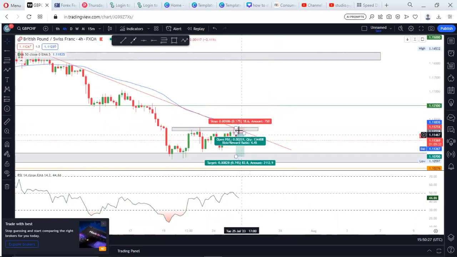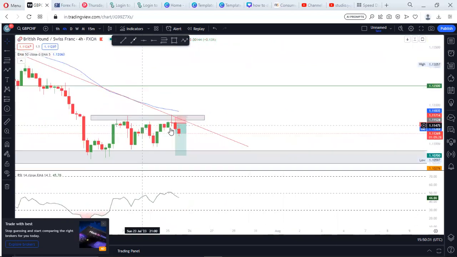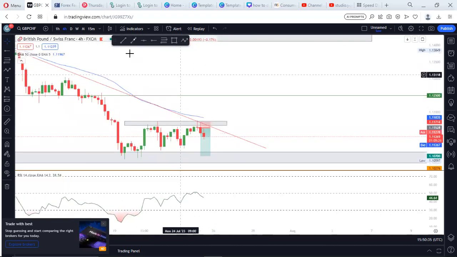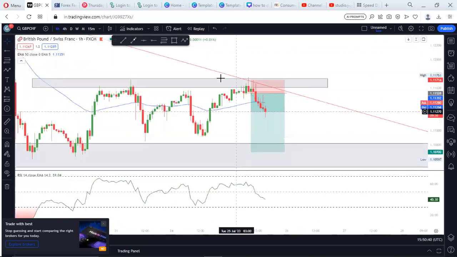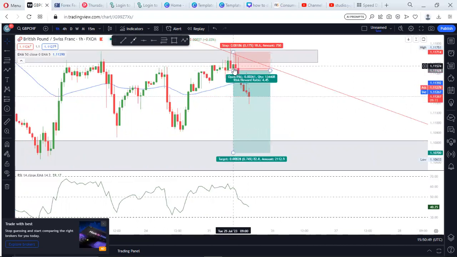It gave me this doji candle right here. Immediately I saw this doji, I was like, this market is about to reverse. So I rushed down to the 1 hour time frame to see what's happening. On the 1 hour time frame, it gave me a shooting star, as you can see here. After that, it pulled back up a little bit, and on this pullback, that was when I actually entered, around here.